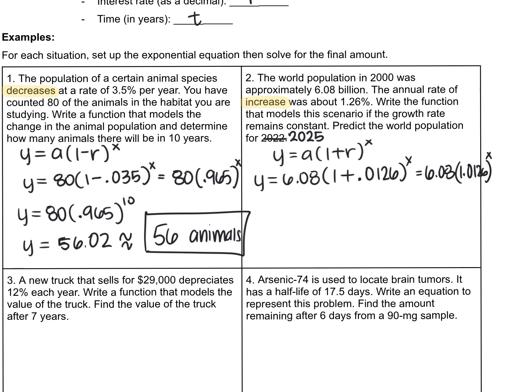Now I want to predict the world population for 2025. So I'm not going to plug in 2025 for x, because my initial equation is based off what the world population is in 2000. So x here is actually the number of years since 2000. So I'm going to be plugging in 25. So I'll have 6.08 times 1.0126, and then my exponent is going to be 25.